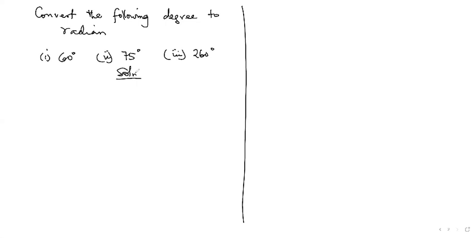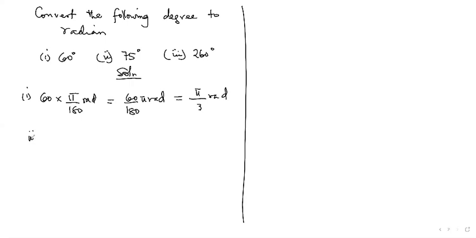So if you want to convert from degree to radian, we multiply by pi over 180. So the question given, we multiply by pi over 180. This is the same as 60 over 180 pi radian. So this will cancel, and you'll have pi over 3 radian, because 60 will go into 180 three times.